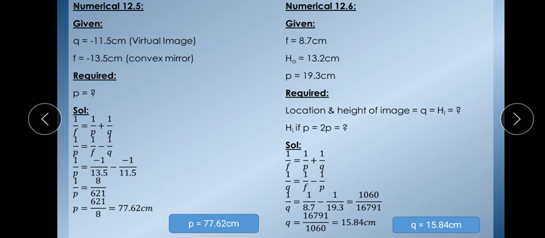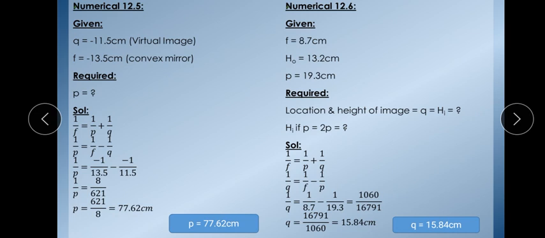Again we will multiply the values and solve them with each other. It will become 1 over p is equal to 8 by 621. Taking the reciprocal on both sides, p will be equal to 621 by 8. It will be 77.62 centimeter, which will be the answer.